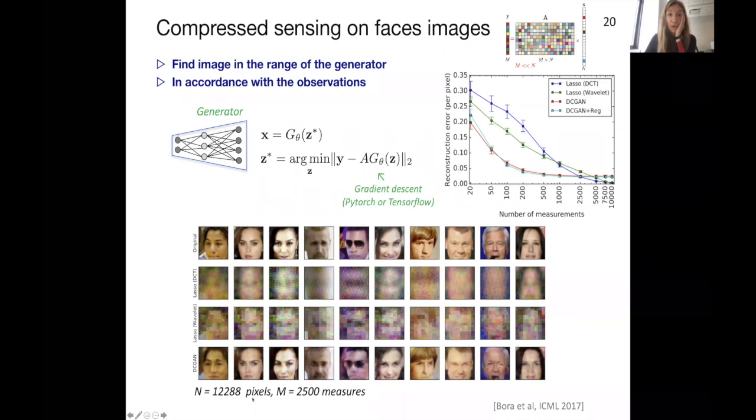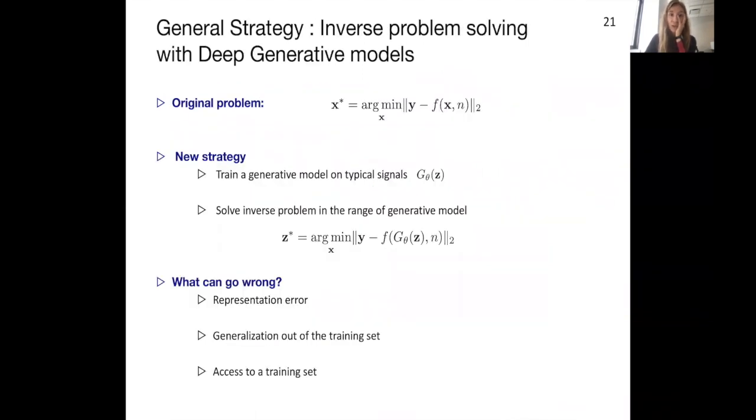Okay, so this was an example, but we can phrase it much more generally. This strategy is to use deep generative models to solve inverse problems. So we are going to change this original problem of finding x that minimizes this difference.